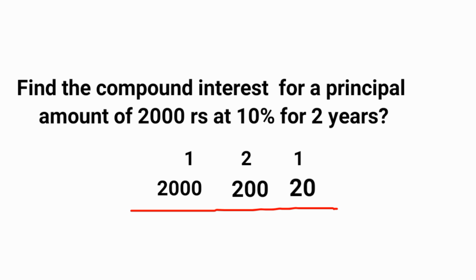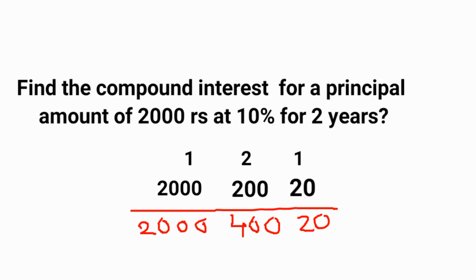In the first column 1 into 2000, that is 2000. In the second column 2 into 200, that is 400. And in the third column 1 into 20, 20. Now you will be able to answer 3 questions from the values which we got now.